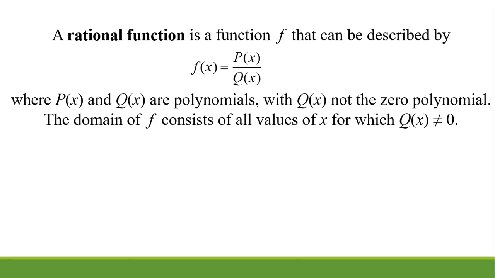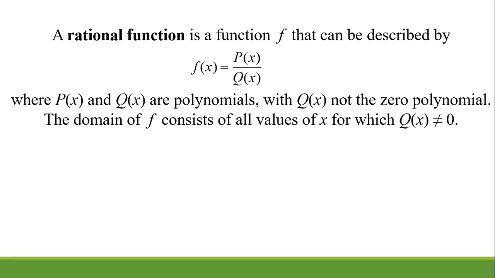Now we're going to look at rational functions. The definition of a rational function looks pretty complex, but this is actually something fairly simple. A rational function is a function that can be described by the fraction p of x over q of x, where p of x and q of x are polynomials, and q of x is not the zero polynomial. What that means is that a rational function is a function that looks like a fraction.